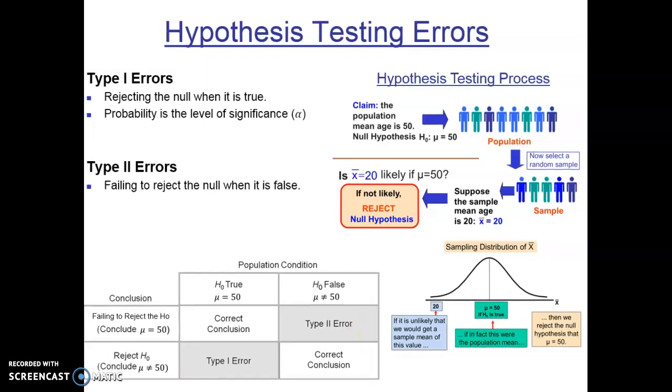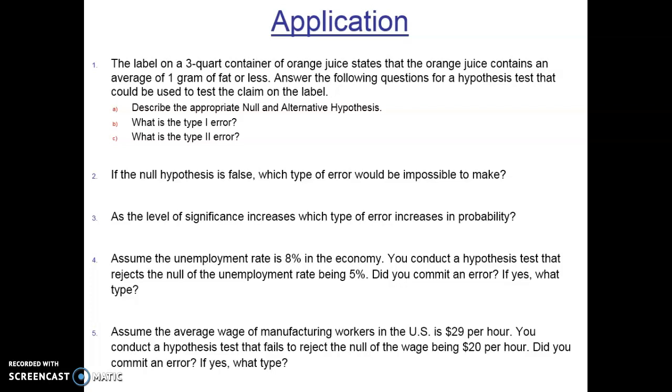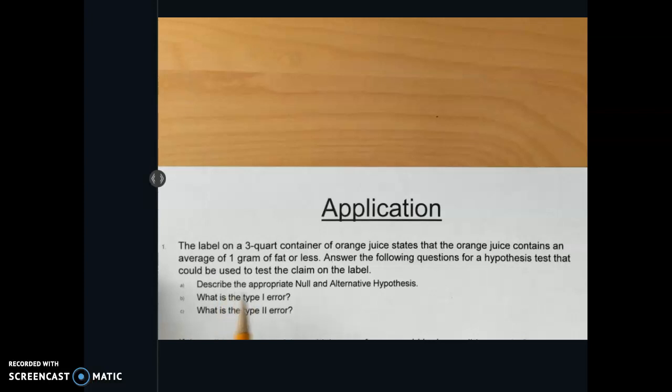Now let's move on to an application. It says the label on a 3-quart container of orange juice states that the orange juice contains an average of 1 gram of fat or less. Answer the following questions for a hypothesis test that could be used to test the claim on the label. Let's move over to the DocCam to do this. Describe the appropriate null and alternative hypothesis.